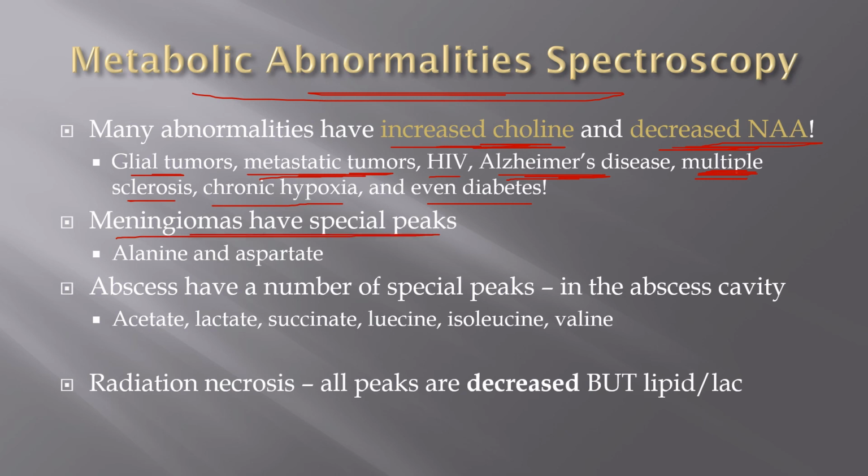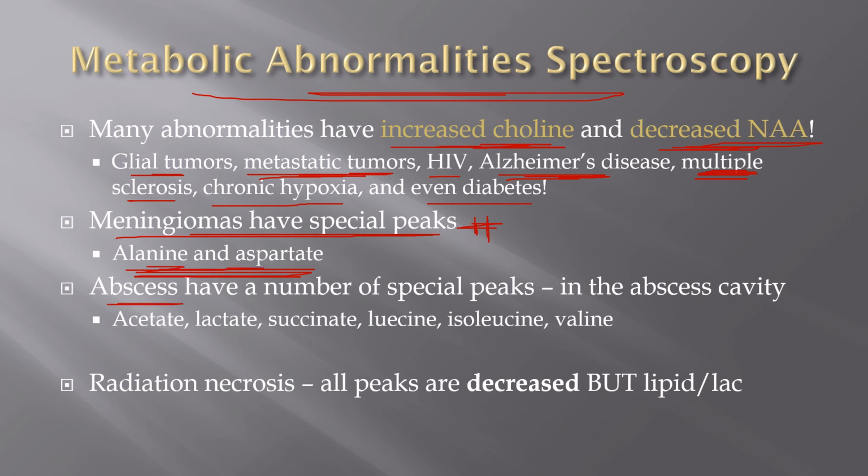Meningiomas have some interesting peaks, alanine and aspartate. Someday I might find this useful. I haven't found it useful yet, unfortunately. We hardly ever do a spectroscopy of something that we consider a meningioma, and when done, it's usually just because you want to test it to see if you can find alanine and aspartate, so it doesn't really come up.